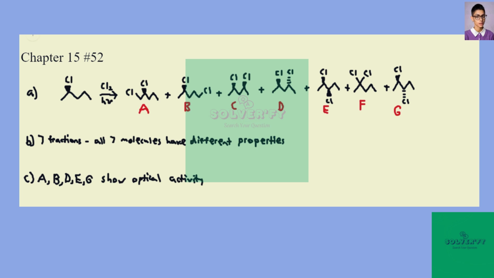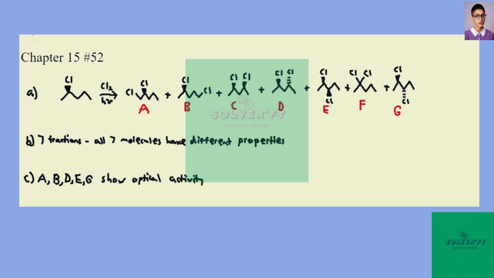For part B, we're asked if we were to use a physical separation method, perhaps fractional distillation, how many fractions would we get? The answer is we would get 7 fractions, since each of these 7 products has different physical properties. None of these are just enantiomers of one another. They are all diastereomers or completely different molecules, and so none of them should appear in the same fraction. They should all be separate.